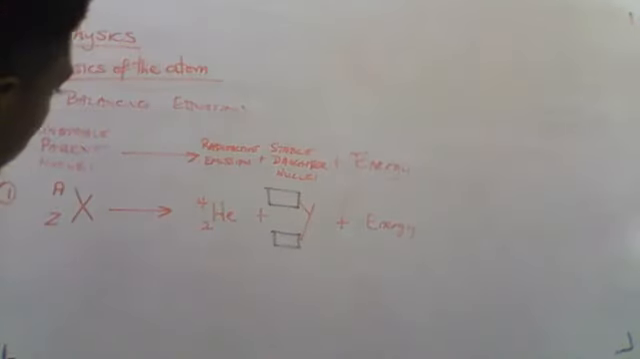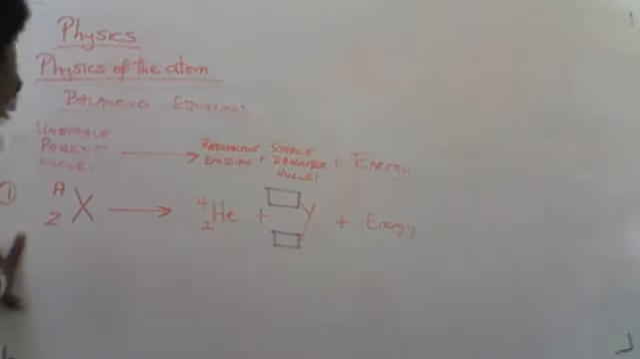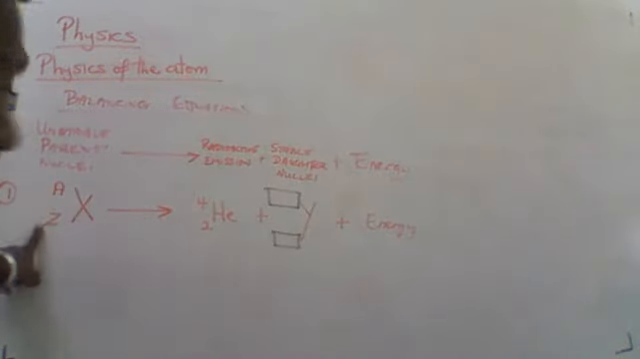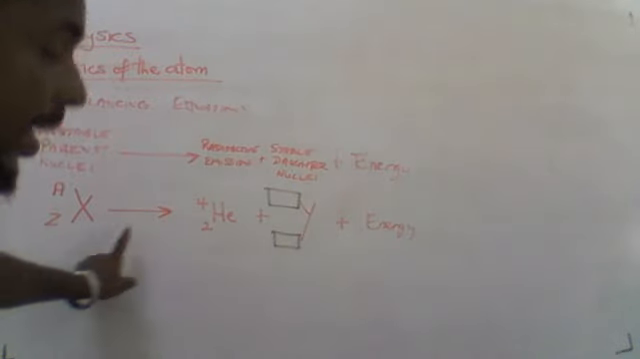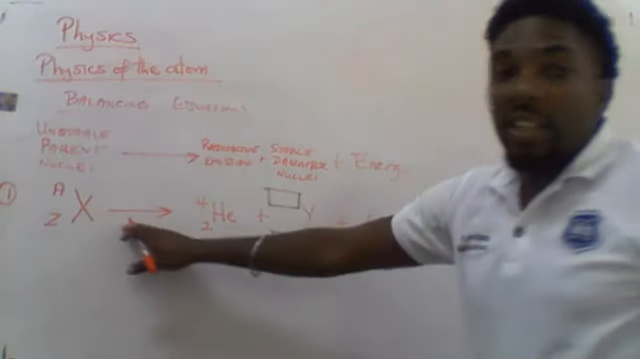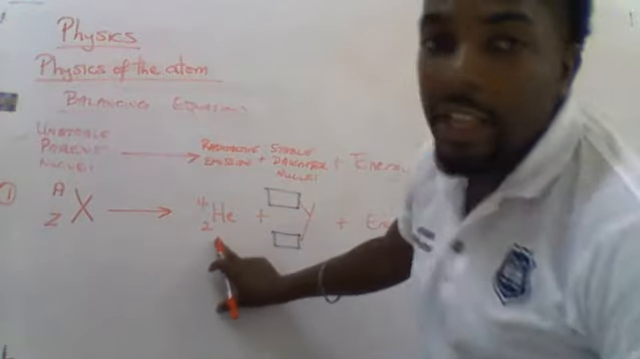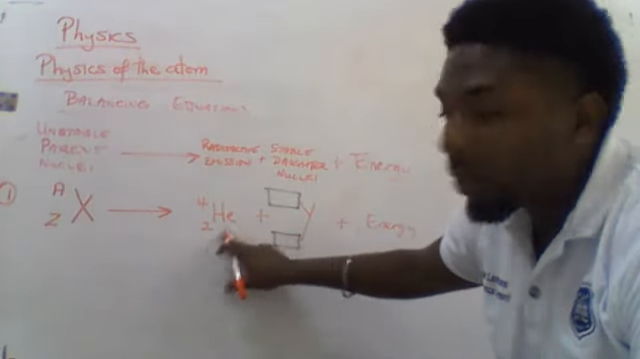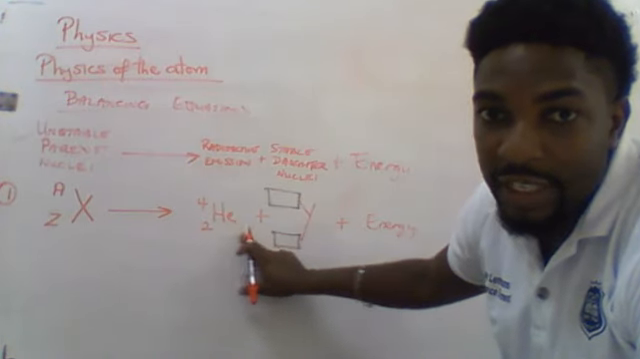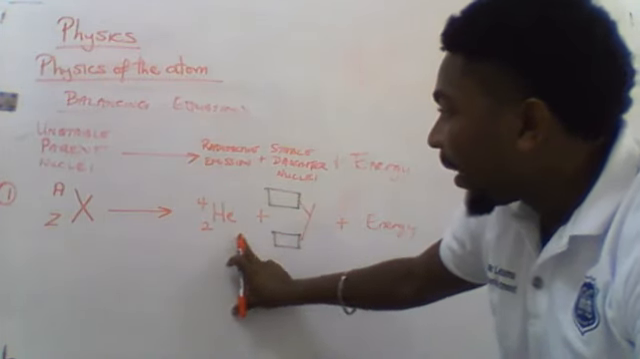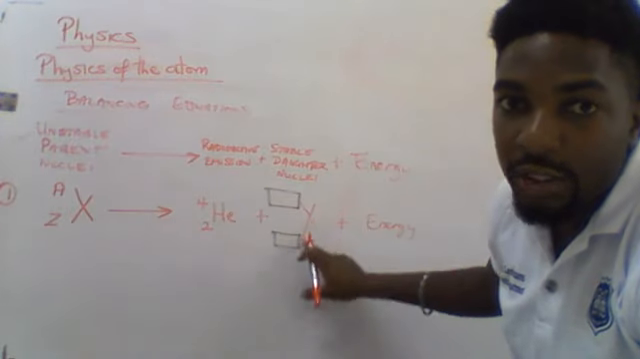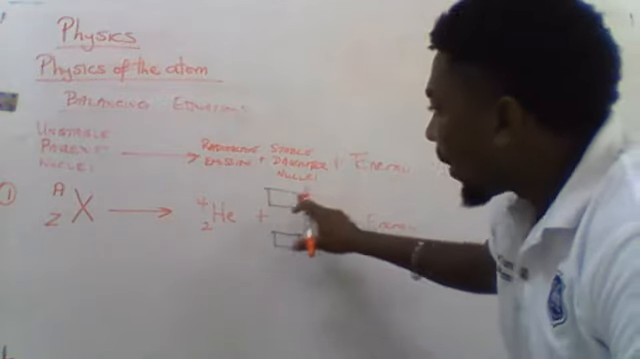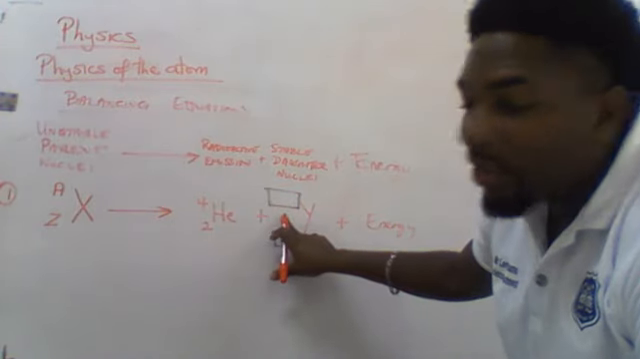So now, we see here, the notation for an unstable parent nuclei is AZX. Good? And then the reaction arrow, and it gives off an alpha emission. So we know alpha emission is 42He. When we see this, we know that it is an alpha emission, and that it is going to create a stable daughter nuclei. Whether it creates a son or a daughter, it doesn't matter. So it creates a stable daughter nuclei.